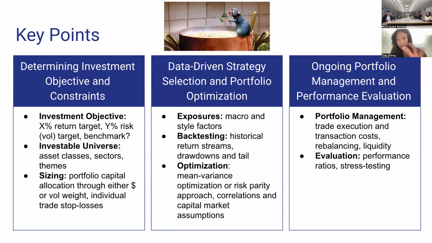So all that gets put into your portfolio, and then once you have that running, you have to think about how you're managing your portfolio on a go-forward basis. So how are you executing your trades? Do you have to consider transaction costs, rebalancing a portfolio, liquidity, and then of course, always evaluating how your portfolio is doing. So either performance against your benchmark, there's other ratios like the Sharpe ratio, and then of course stress testing, putting your portfolio through scenarios, say, oh, if COVID were to happen again, how would each asset that I'm holding move and how would that affect my profit and loss?